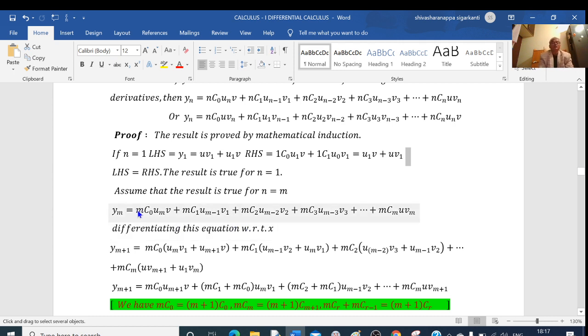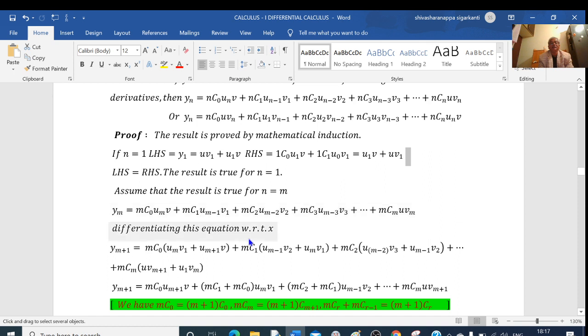Differentiating this equation with respect to x once, left hand side y_m is there. Differentiating, I am getting y_{m+1}, that is m plus 1th derivative. On the right hand side, mC0 is a constant quantity. Here, this is the product of two functions. I have to use the product rule. First function u_m, derivative of second is v_1, plus second function is v, derivative of u_m is u_{m+1}. Okay, so this is the derivative plus.